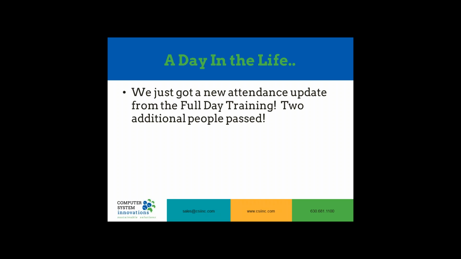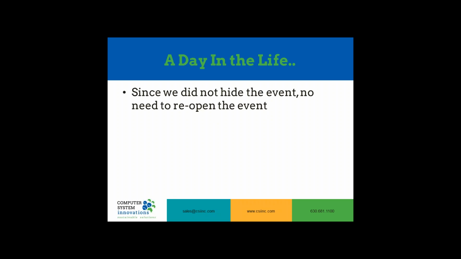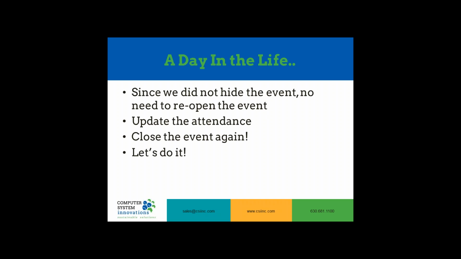I have to manually add those CEUs. But the good news is we have Meeting Closer, and since we didn't hide the event, I don't even need to reopen it. I just need to go in and update the attendance and close the event again. It's pretty straightforward. Let's go ahead and do it.